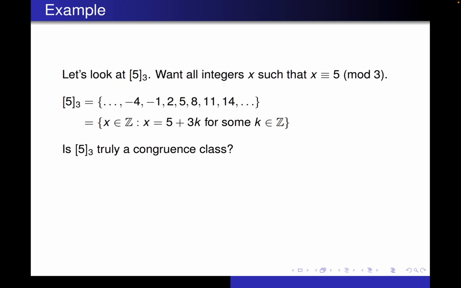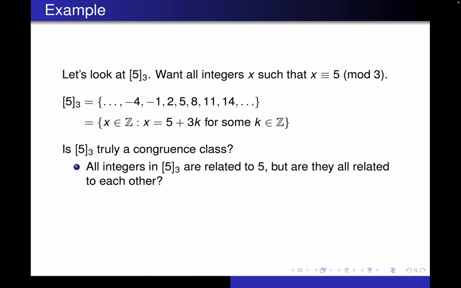So the question we asked, though, is it looks like we got everybody on the team, right? So is bracket 5 truly a congruence class? Well, we have to ask ourselves a couple of questions about that. First, we know all the integers in bracket 5 sub 3 that we looked at up there are all related to 5, right? The -4, the -1, 2, 5, 8, 11, 14, those are all related to 5. But remember, to be a congruence class, they all have to be related to each other. Are they? And how would we prove that?